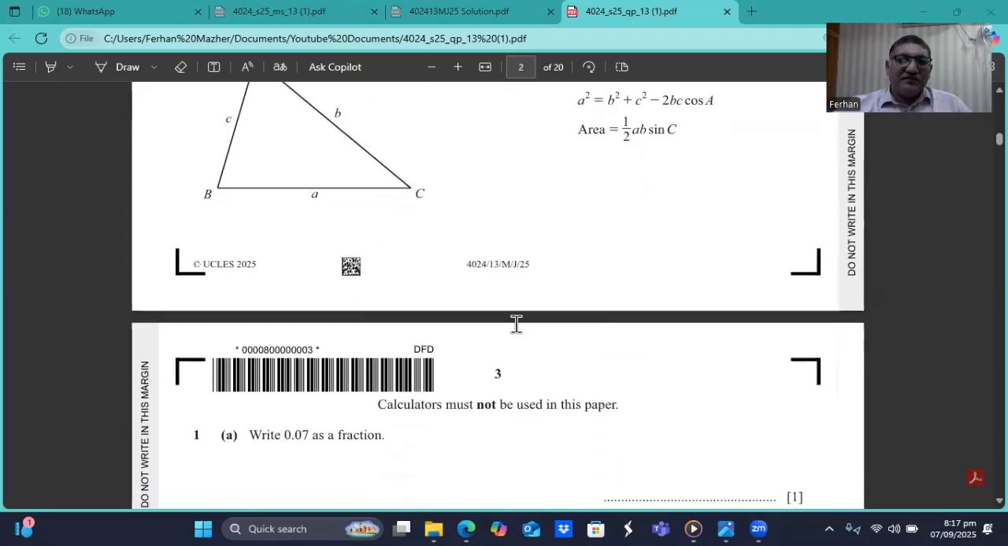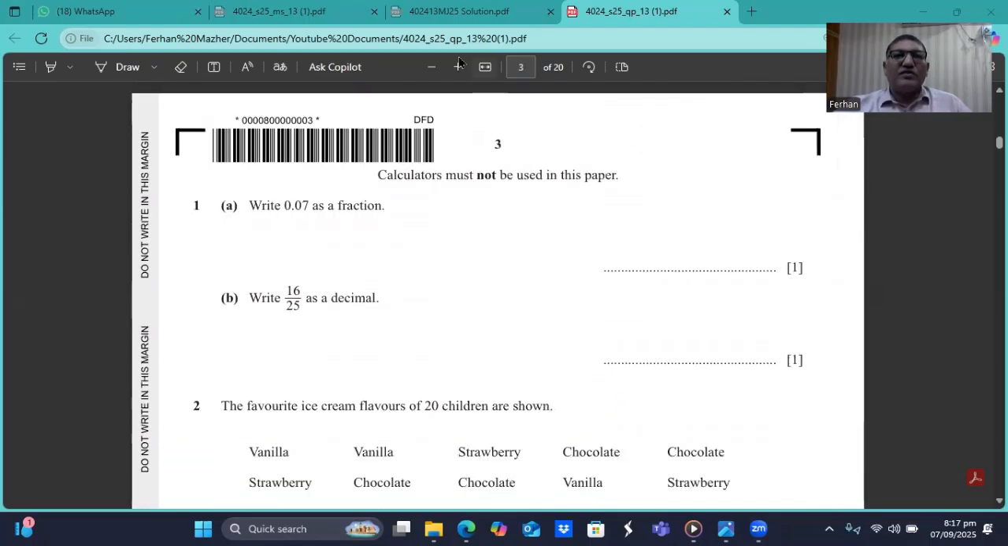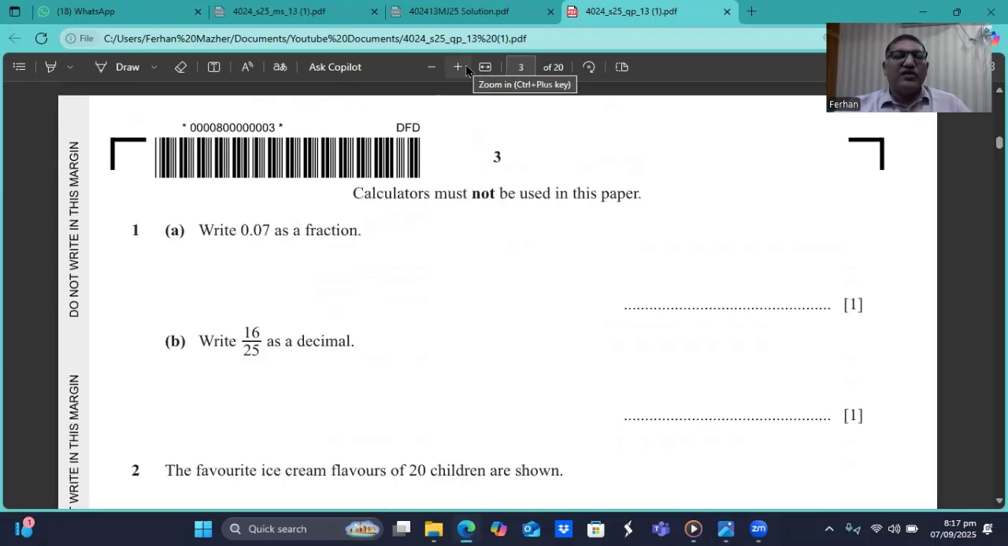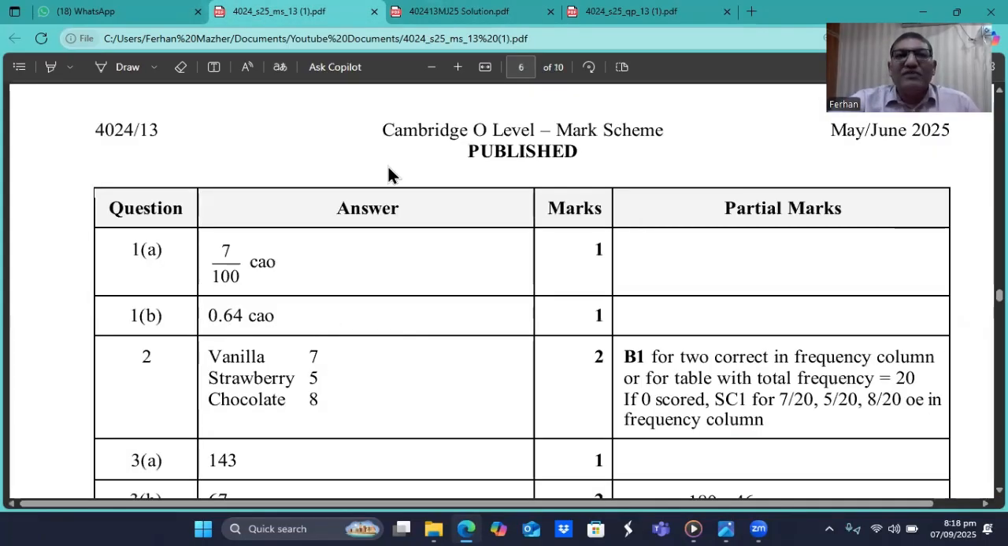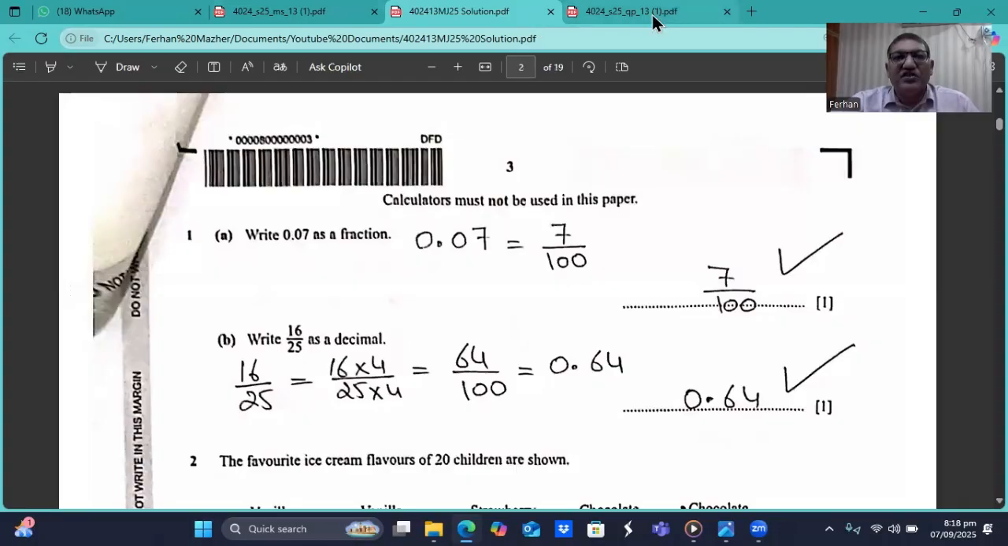On your screen, question number 1 is showing up. Question 1, part A, says write 0.07 as a fraction. Very simple and straightforward question. You have learned that we remove the decimal: in the numerator, in the place of the decimal, I will put 1, and after the decimal, you count how many digits there are. That many zeros I will put. So it will be 7 by 100. So 7 by 100 is the right answer. This is how you will do it.